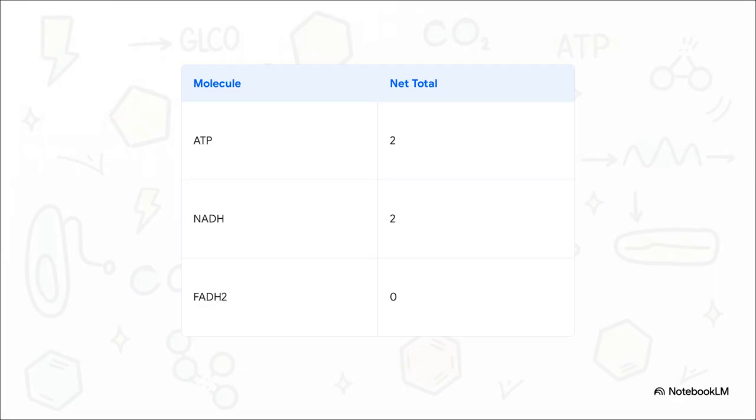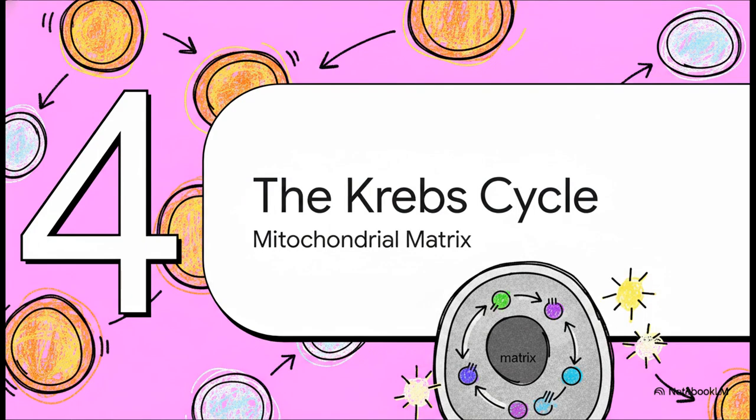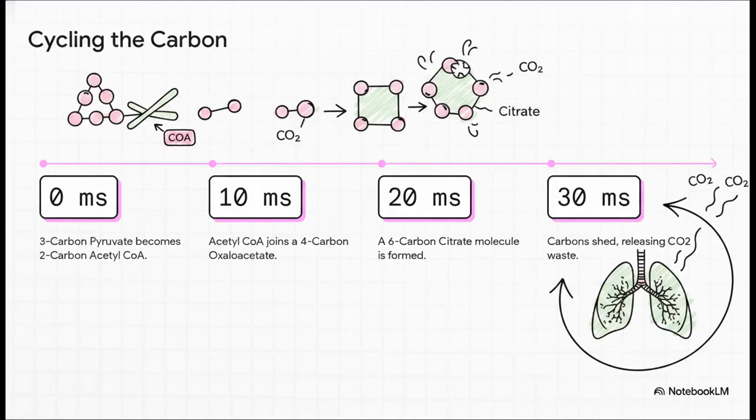If we take a quick look at our first scorecard, it's a pretty modest start. We spent 2 ATP, we gained 4, which leaves us a net total of 2 ATP in hard cash. And we also have 2 fully loaded NADH dump trucks waiting for transport. Which brings us to section 4, the Krebs cycle, the mitochondrial matrix. Obviously, 2 ATP is nowhere near enough to run a complex organism like you or me. So we take our leftover pyruvate molecules and move them deep into the inner compartment of the mitochondria, the matrix, to squeeze out a whole lot more value.